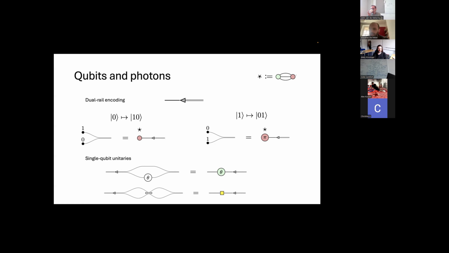Again, this triangle has some nice properties, in the sense that you can do any single qubit unitary on a qubit using the operations of linear optics. If you just apply a phase shift on one of the waveguides, you will get a Z phase, and if you apply a beam splitter on the two waveguides, this is equivalent to doing a Hadamard gate. It depends on the conventions you pick for your beam splitter, but up to some reordering, we can take this to be the Hadamard gate.